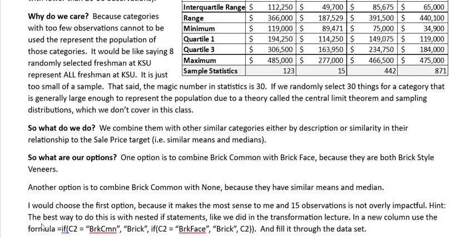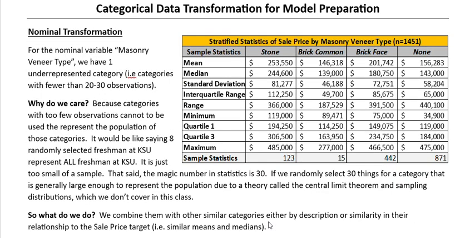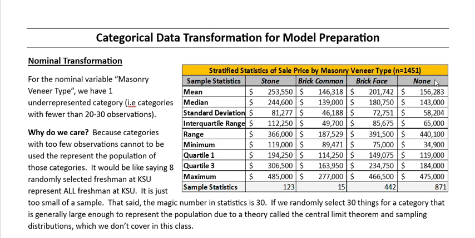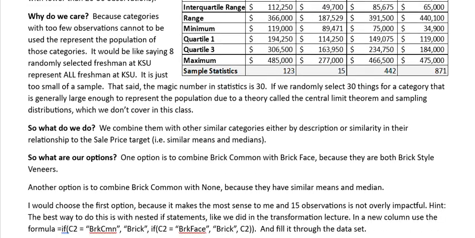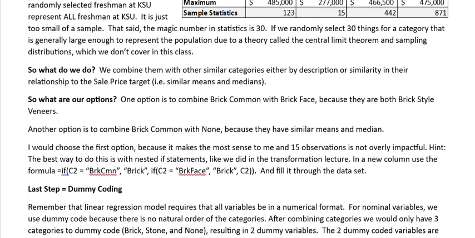So in a new column, we would use the formula, okay, if the original variable equals brick common, then give it a brick label. If the original variable equals brick face, give it the brick label, otherwise return itself. So essentially you'd end up with 3 categories: stone, brick, and none. And then fill that through the data.